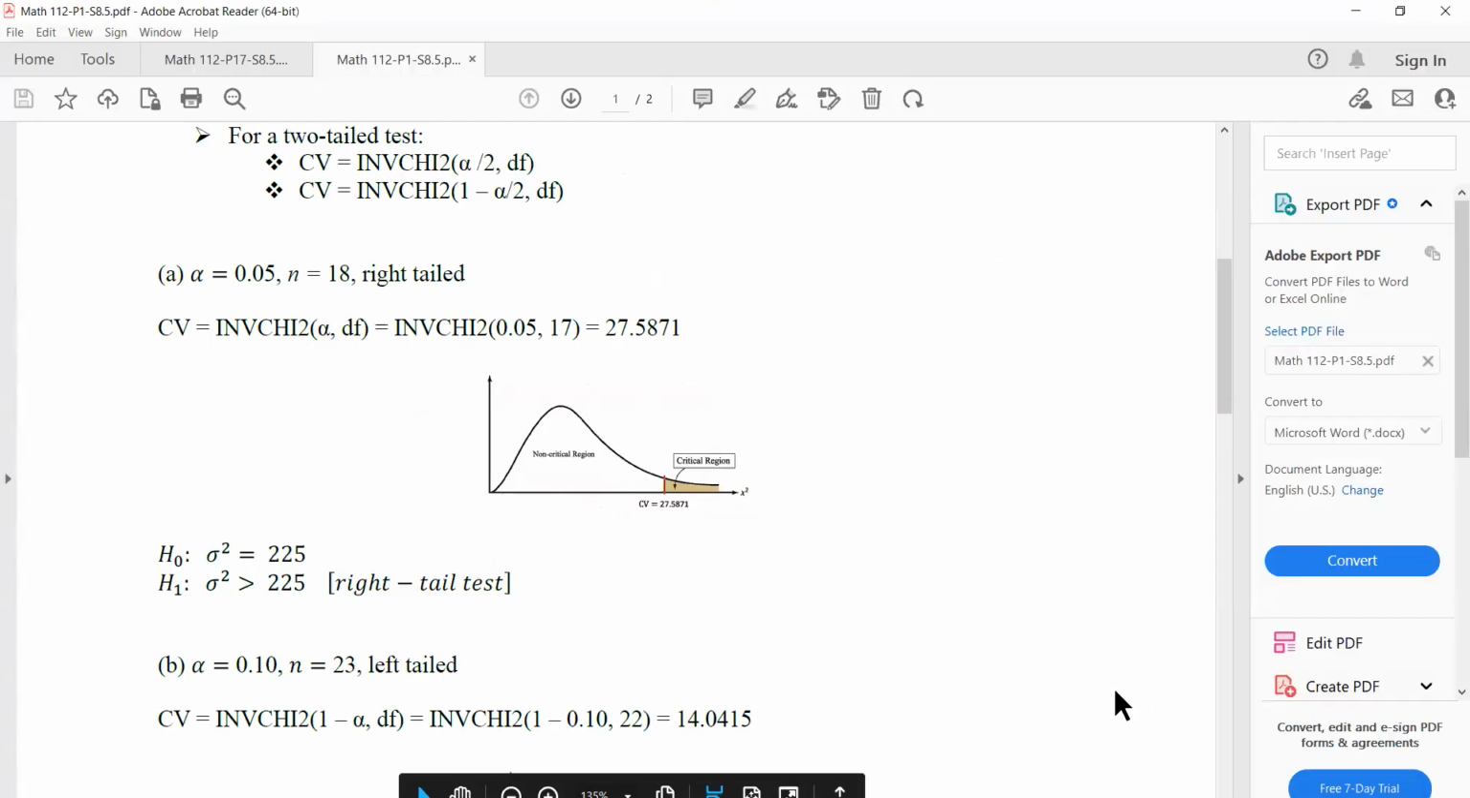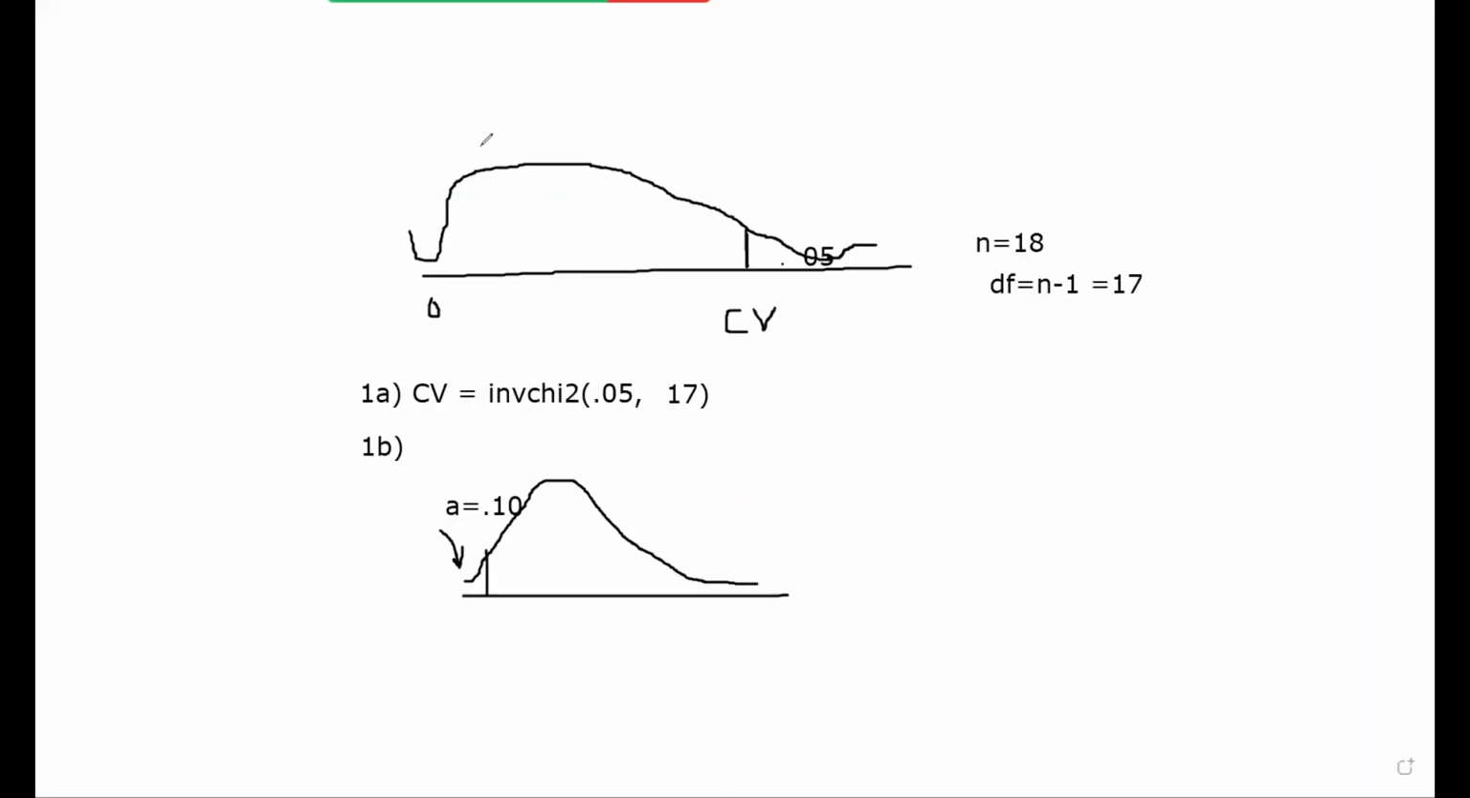So remember, we need df. n is 23, and we're doing a left tail. So now, n is 23. That means our df here is 22. Okay.